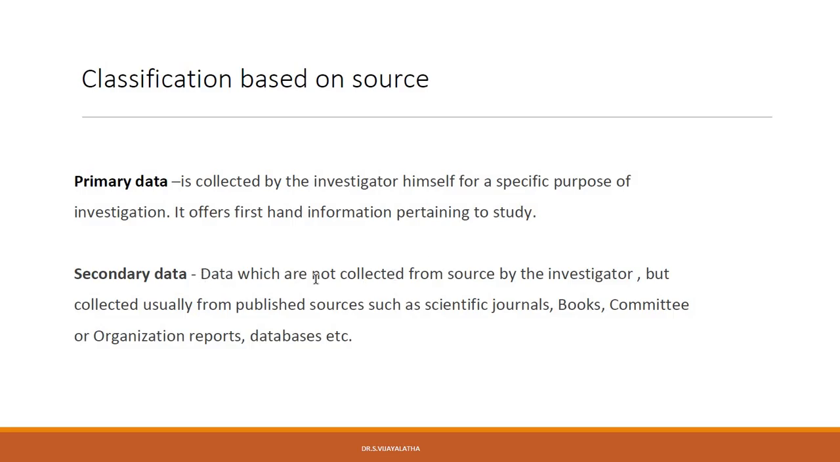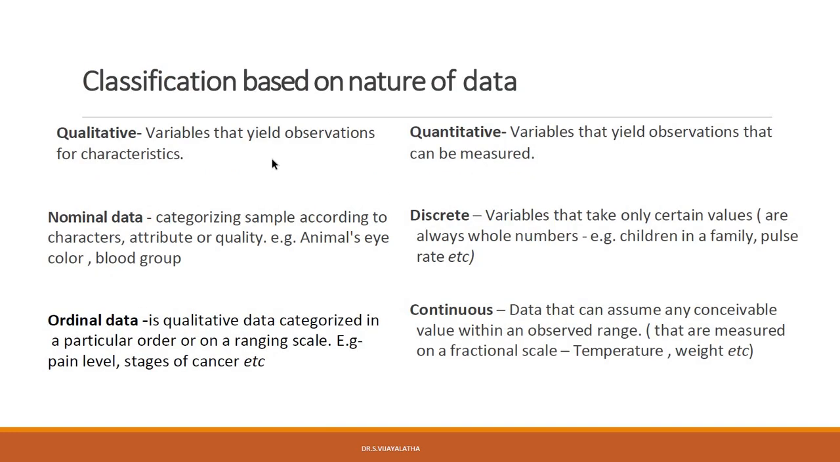Secondary data is not first-hand data collected by the investigator, but it is usually obtained from some published sources such as scientific journals, books, committee reports, databases, etc. Currently, it is comparatively easy to collect secondary data because of the availability of resources, but collection of primary data requires more time and effort. But it has to be noted that at times, for use of secondary data, permission is required and therefore it has to be obtained.